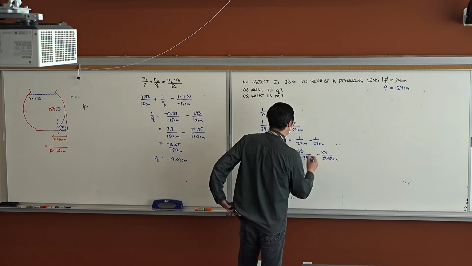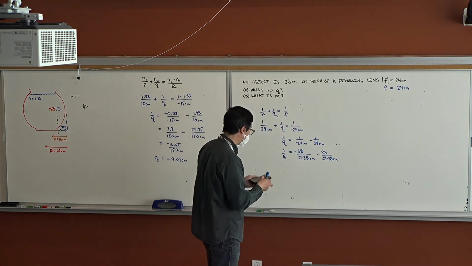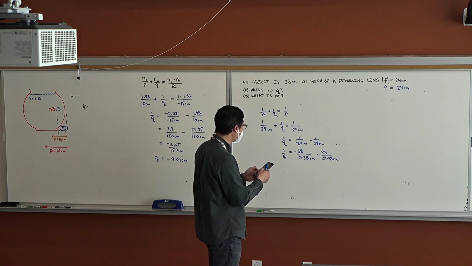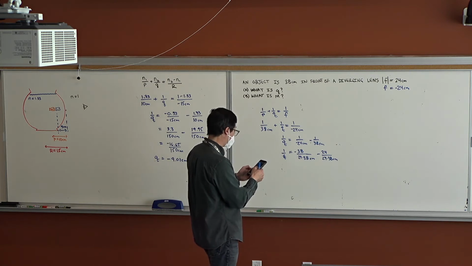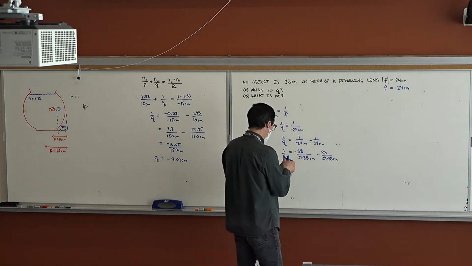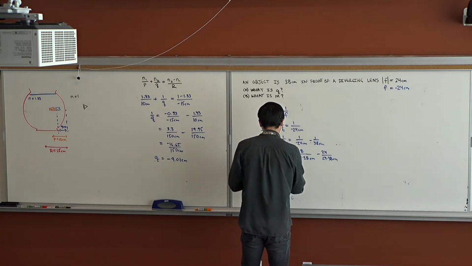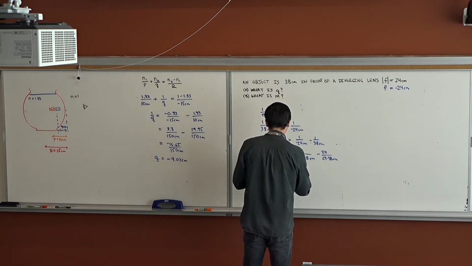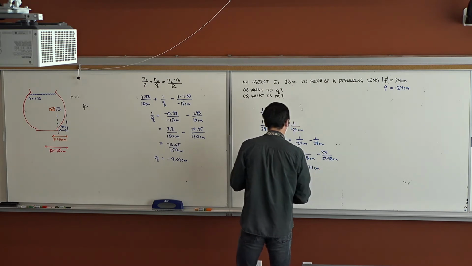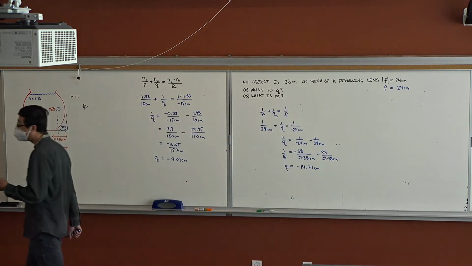So let's see. Negative minus 24 divided by 24 divided by 38, and then inverted, we get that q is about minus 14.71 centimeters.